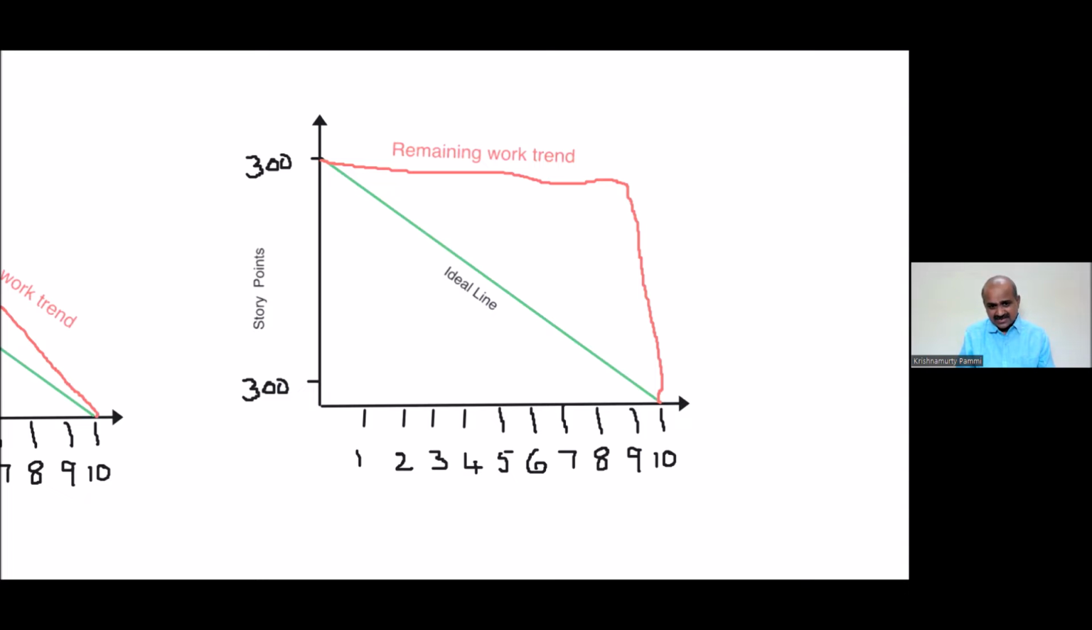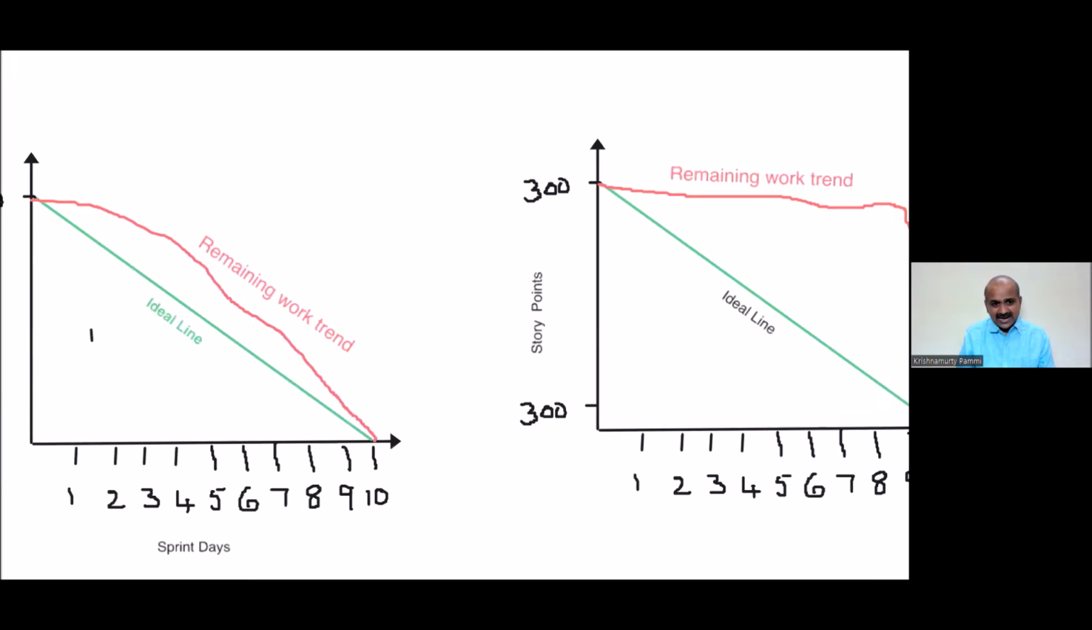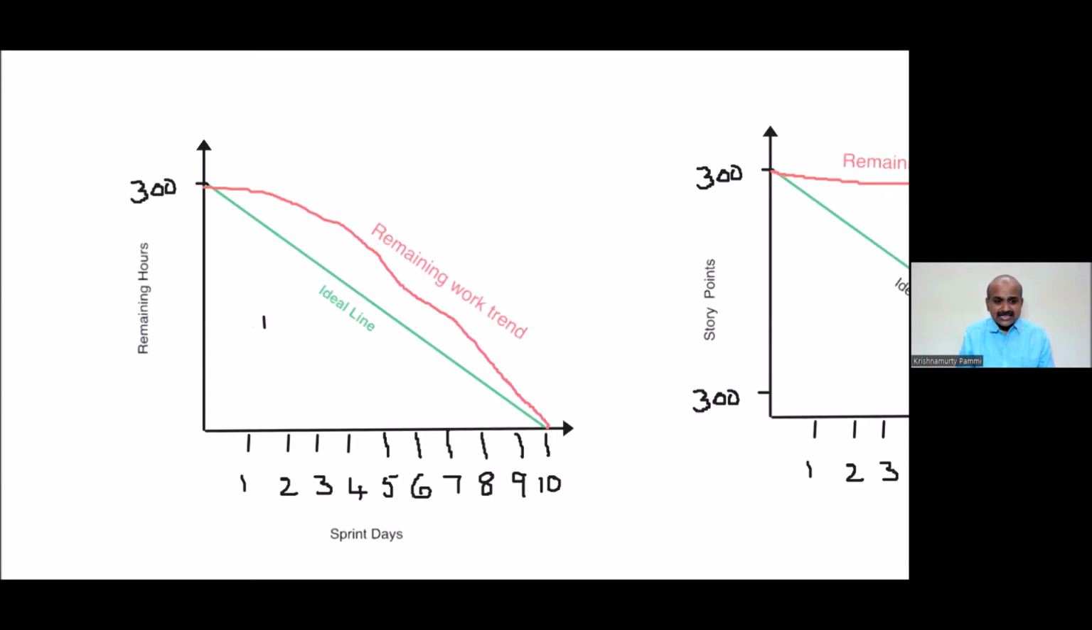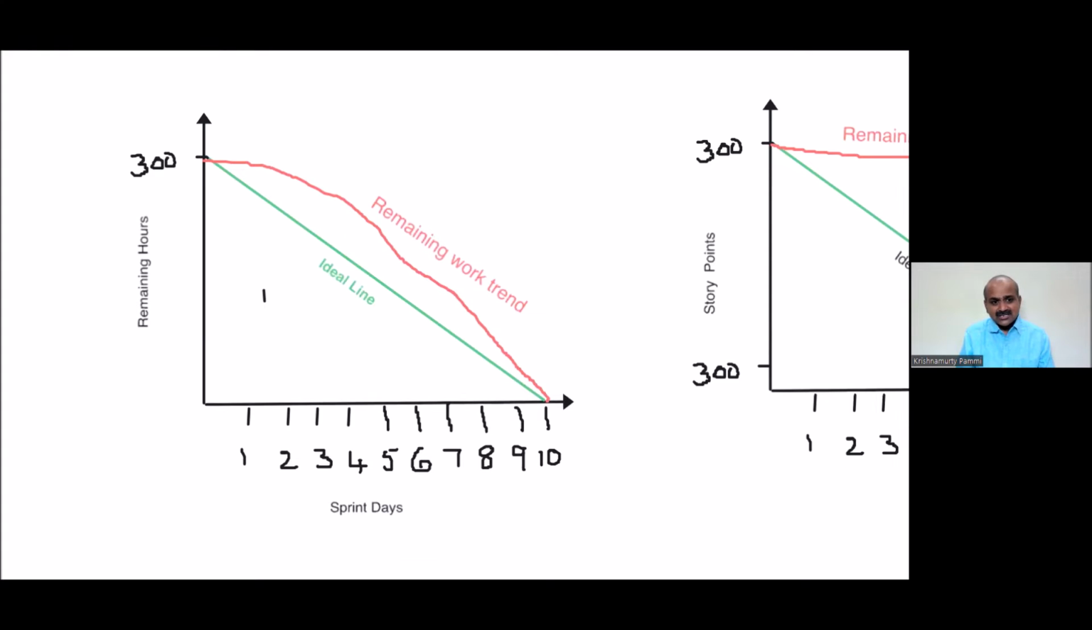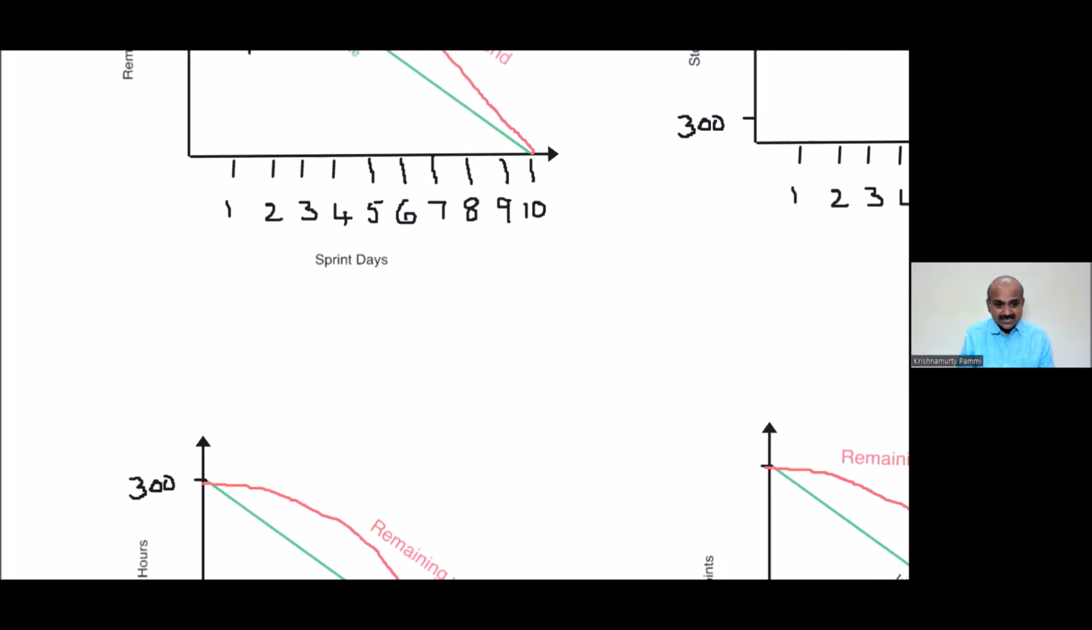Story points versus sprint days, if you take that. That is why I am suggesting that during sprint execution, the burn down graph should be remaining hours versus sprint days. The remaining hours will keep reducing. So tracking the remaining hours will make more sense. This is as far as within the sprint is concerned.